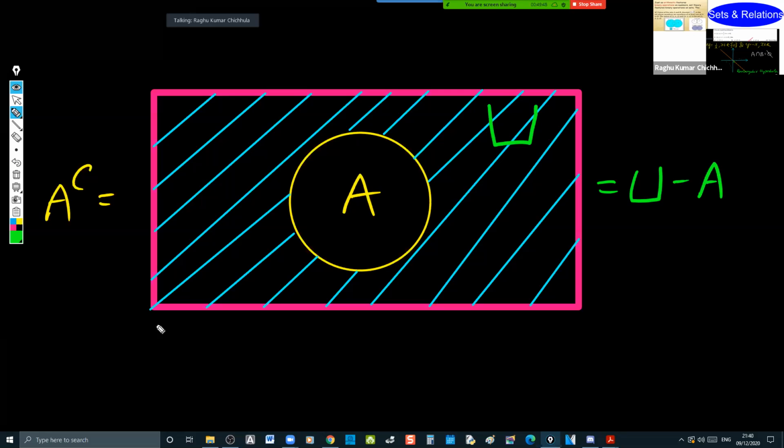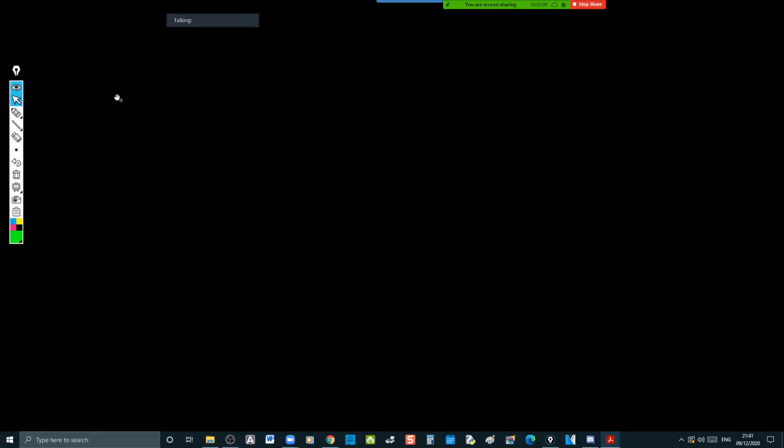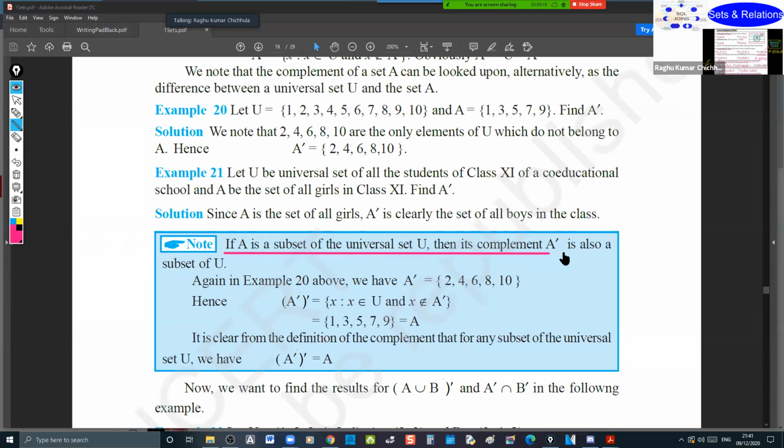So how do you represent this A complement? It can also be represented as A dash. A dash is the same as A complement. No confusion. Very simple. If A is a subset of the universal set U, then its complement, read as A complement, is also a subset of U, obviously.